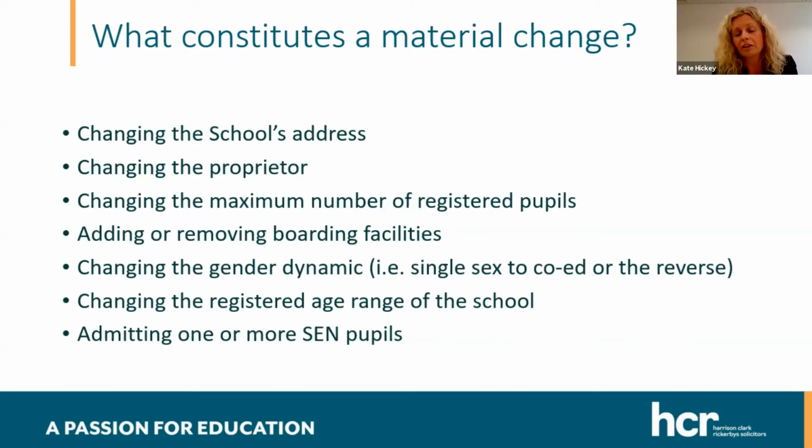Other material changes are a change to the maximum number of registered pupils, and adding or removing boarding facilities. So if, for example, you're currently a day school and you decide the way to future-proof your school is to become a boarding school, you're likely to do 2 things. You're likely to increase the number of registered pupils, and you are obviously now becoming a boarding school. So there immediately are 2 material changes.